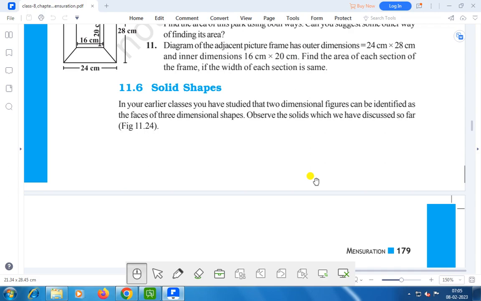Hello everyone. Today I shall discuss solid shapes. In your earlier classes, you have studied that two-dimensional figures can be identified as the faces of three-dimensional shapes. Observe the solids which we have discussed so far.